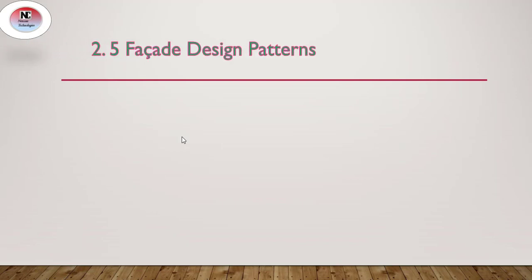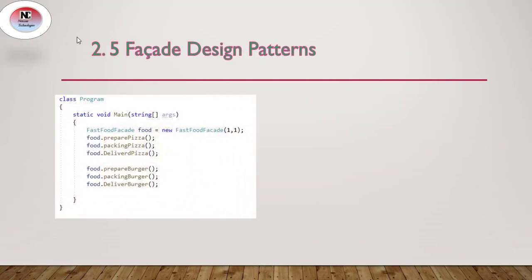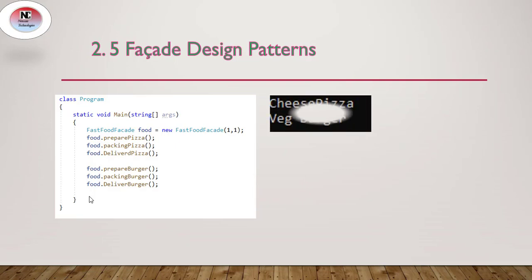Now we'll talk about the client. Client means the main program. So what we are doing, we create an instance of the fast food facade and we pass the pizza number and burger number. Accordingly, it calls the pizza and burger methods. So your code is being reduced and it makes it easy to understand, and you have the output. Suppose pizza number 1 is given for cheese pizza and 1 is given for burger, so veg burger is the first burger. So this is how you can use the facade design pattern.